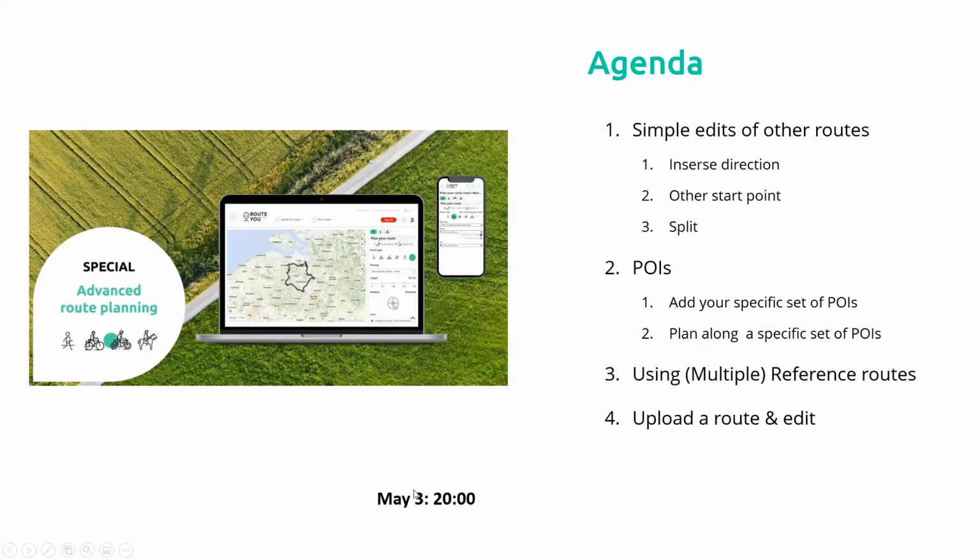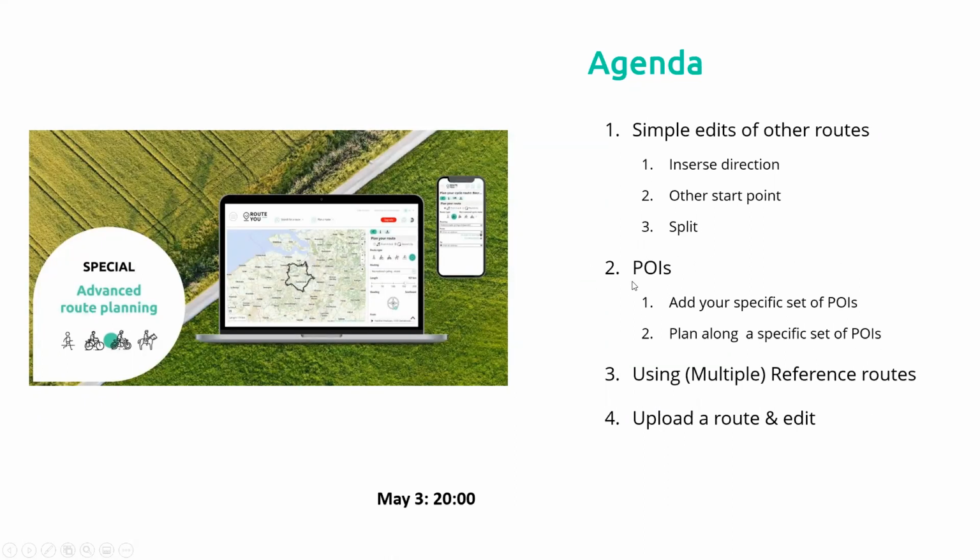So that's why we are giving an advanced webinar, a masterclass about route planning. And we're going to cover how do you do simple edits of other routes or your own routes, such as, oh, that's a typo, inverse direction. So if you have a route, just to do the inverse direction, to have another starting point. You might like a route, but it's not starting where you are at the moment. So how can you very quickly change that starting point? Or how can you make a long route split in several routes?